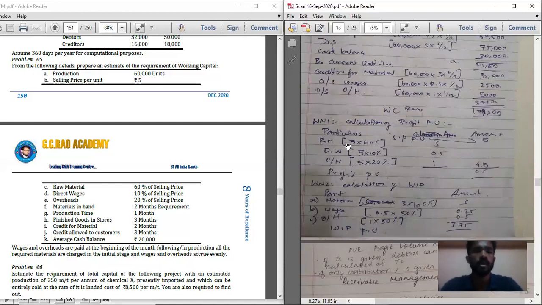In the outer amount column, what is the selling price per unit? ₹5. So in the outer amount column, put ₹5. Small a, selling price per unit, outer amount column, ₹5. Below that, small b.